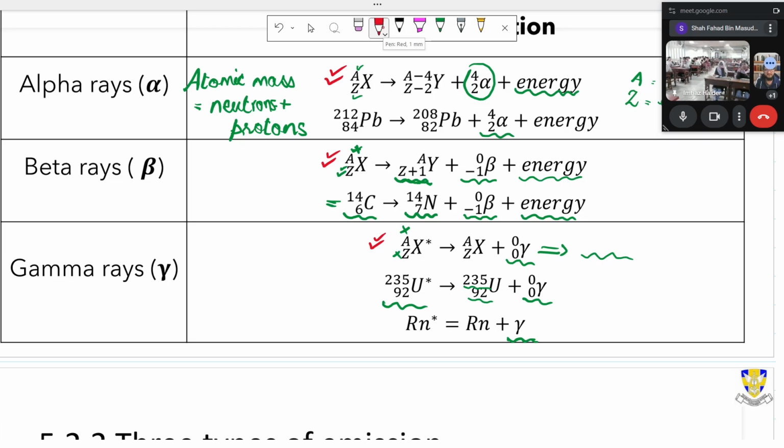Mostly what they will do is say that we have C-14 giving us nitrogen-14 (7) plus the beta particle with 0 and -1, plus energy. So the question is what would be there in this dash value. Okay, so you just have to write down the value that you think it should be.